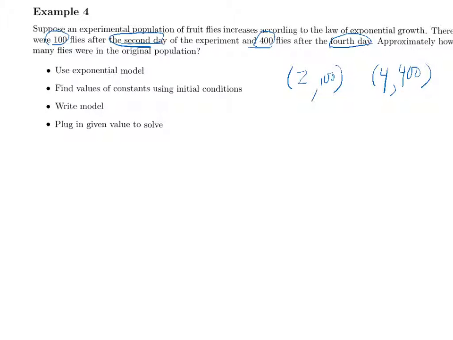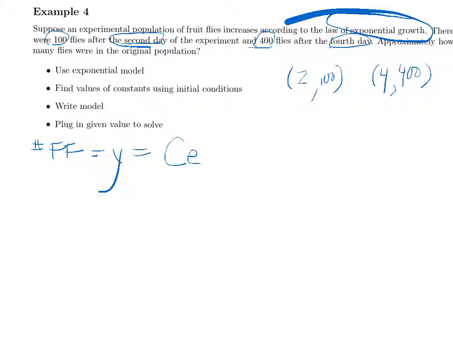They told us that it was increasing according to exponential growth. So we know that the number of fruit flies, FF, we're going to call it Y, will be equal to what? What function will it equal? C e to the kt. That's our exponential growth function, okay?